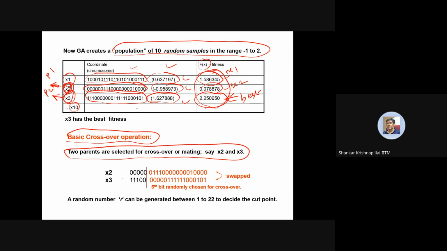So this is the binary string of 22 bits for x2, and this is the binary string of 22 bits for x3. What you have to do is randomly cut the binary string at a particular bit. How do you do that? You generate a random number in MATLAB between 1 and 22. Suppose R is equal to 5. At the fifth bit, you chop the bit strings and interchange the tails. So this tail will go up and this tail will come down.